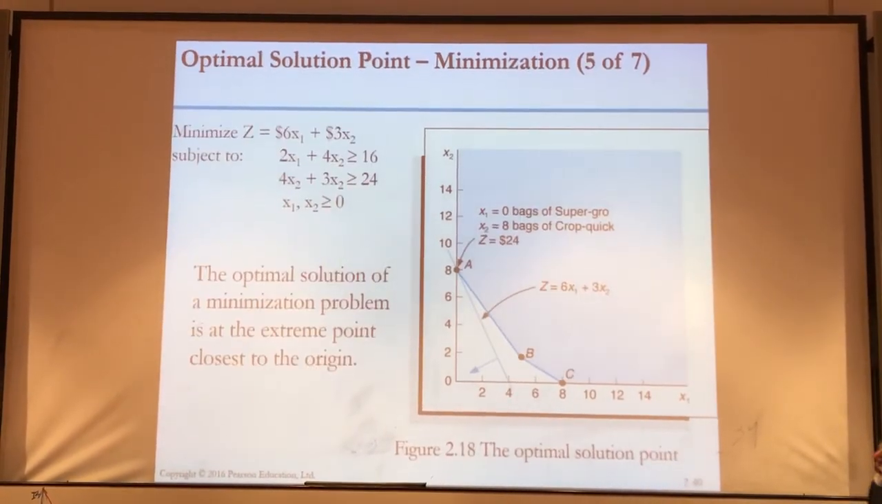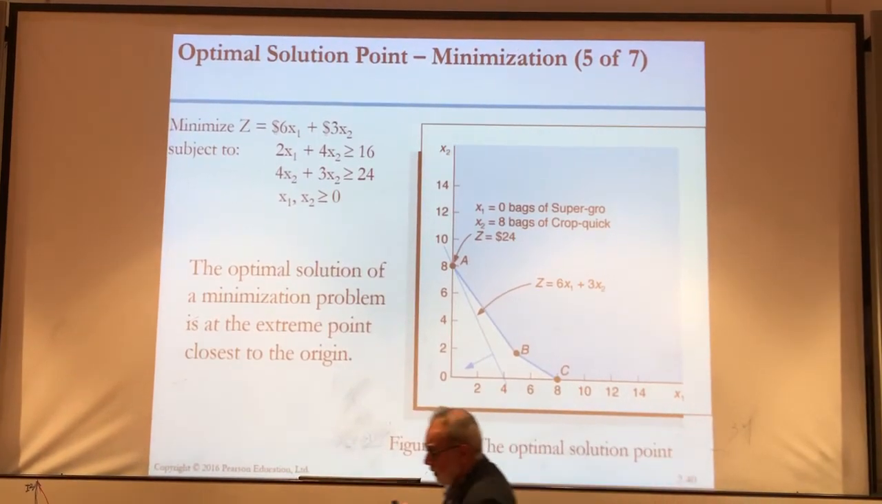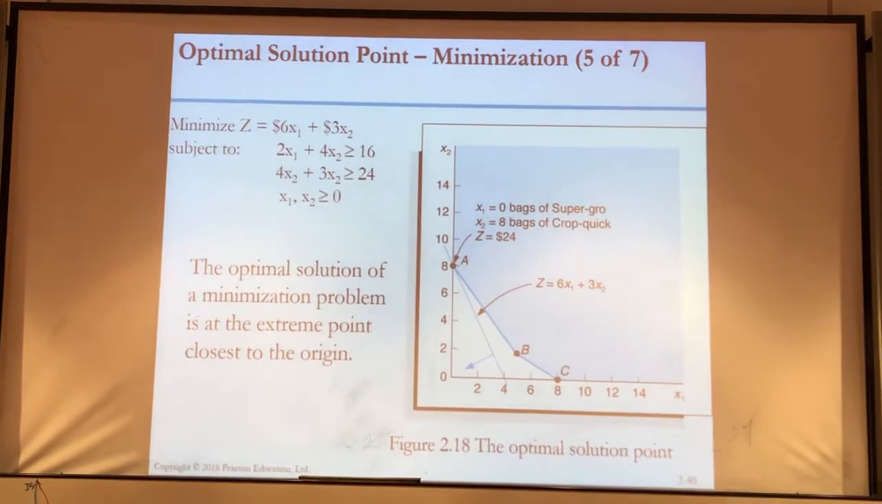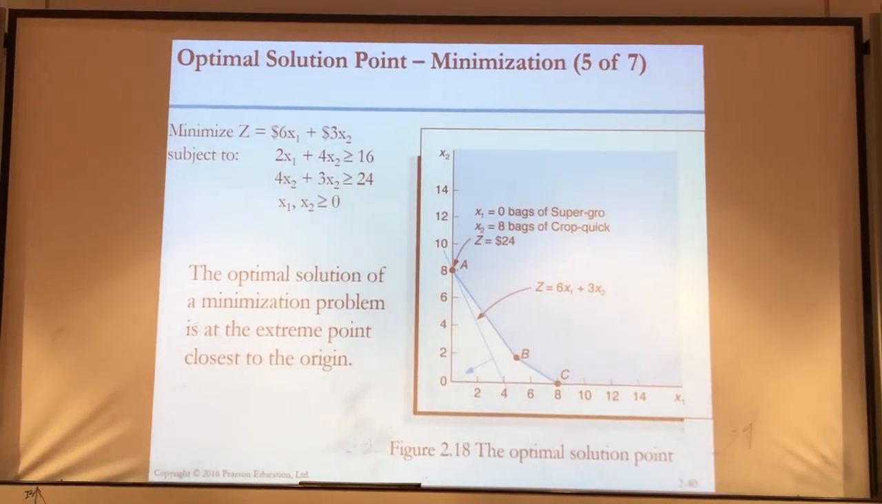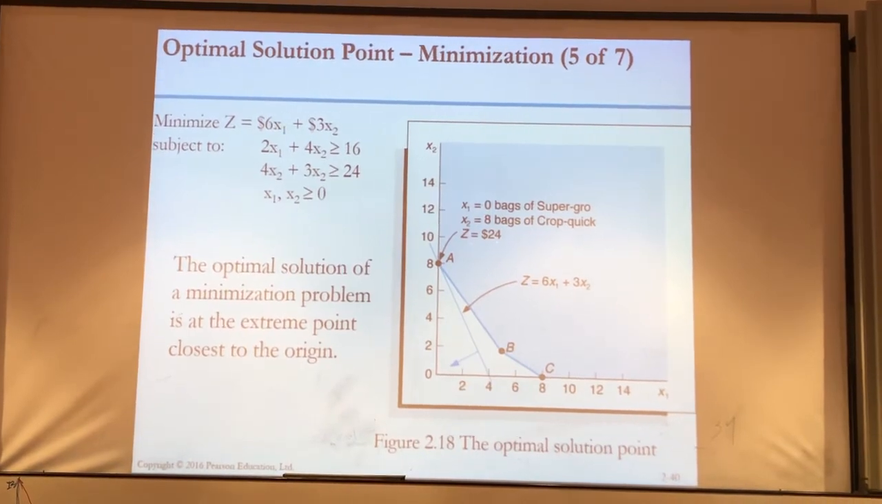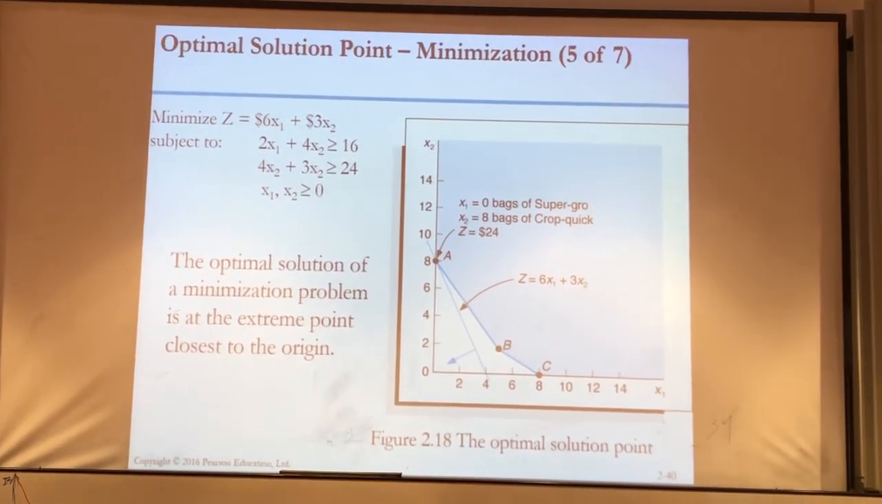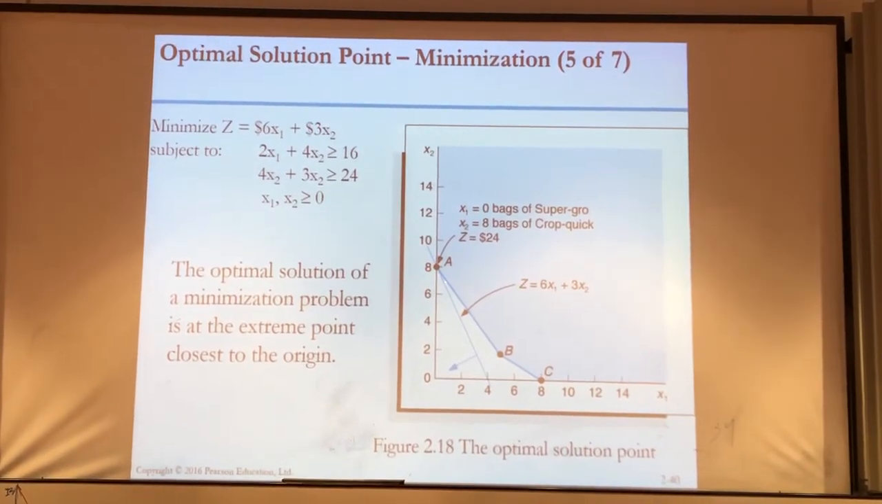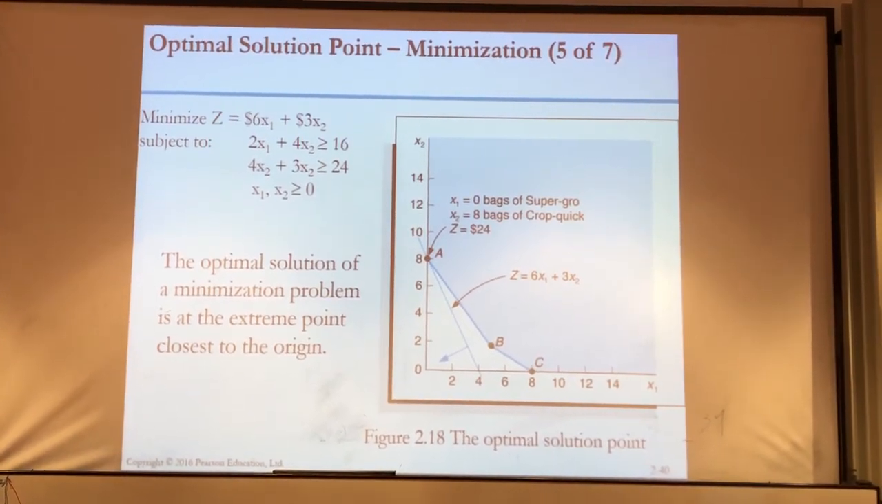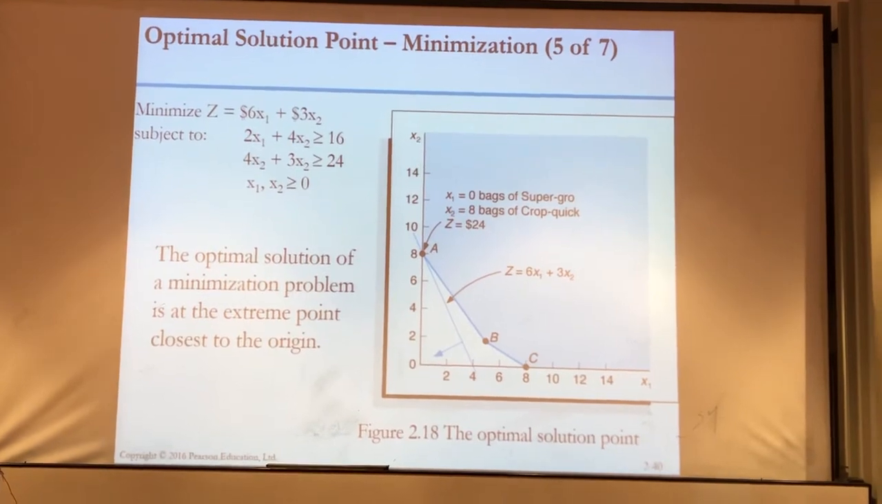This is the feasible region. This is the isocost line method here, isocost line. The last point hit is this one, where x1 is equal to 0, x2 is equal to 8, z is equal to 24. So this is the optimal minimum cost. Okay.